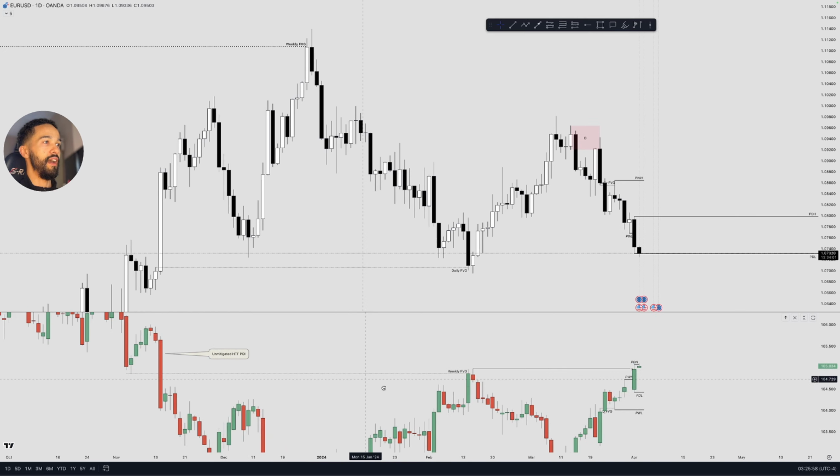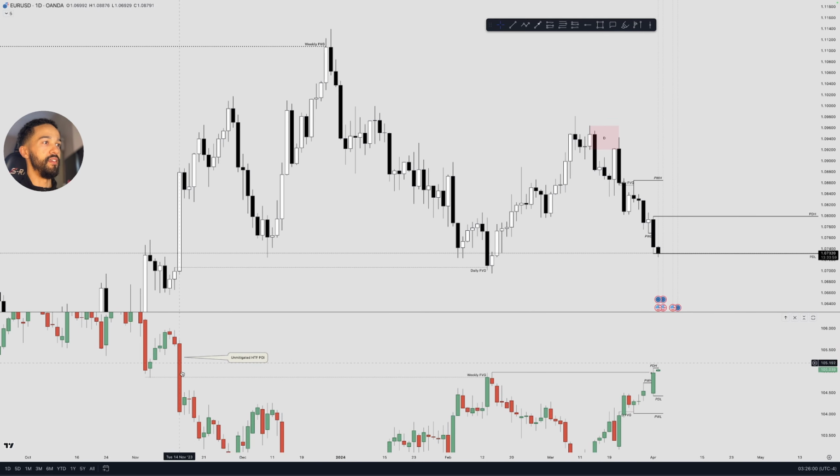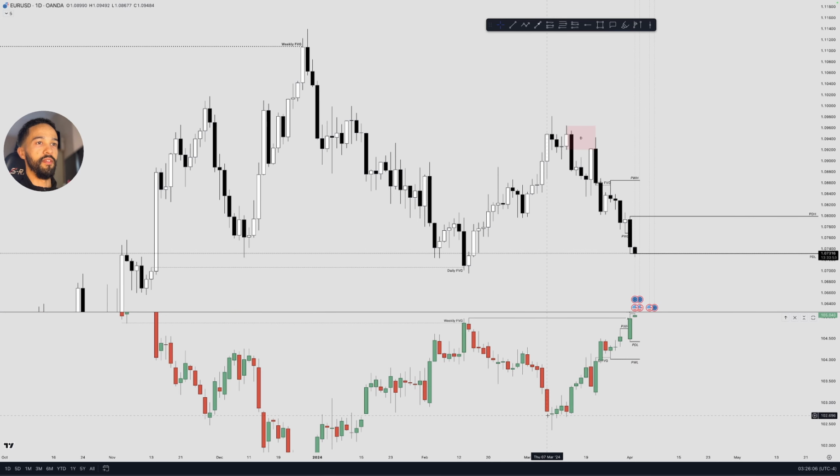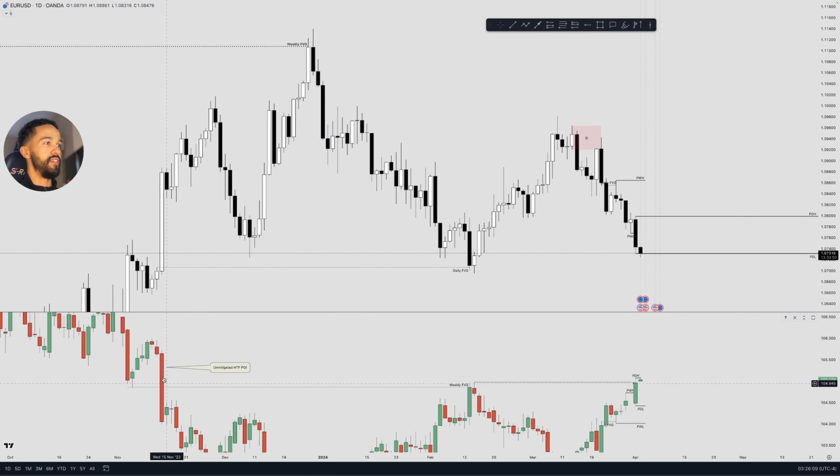We also have this old unmitigated imbalance here. So we mitigated it to about 50%, where DXY turned around and had this bearish pullback here. But we still have 50% more to go. And I believe DXY will obviously want to close that imbalance there. And you could say this is also an order block.